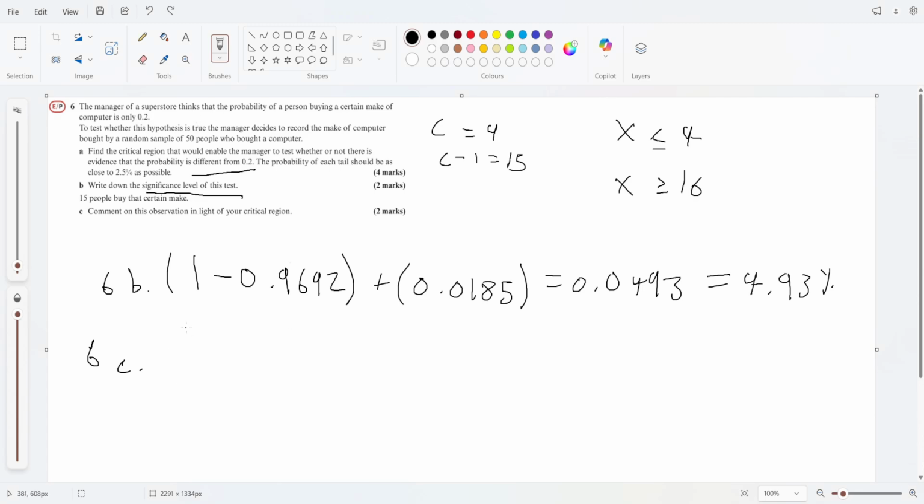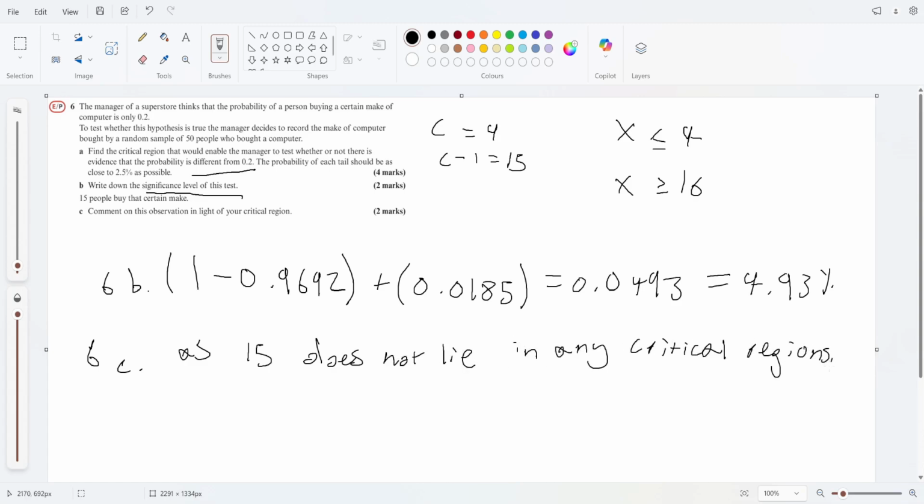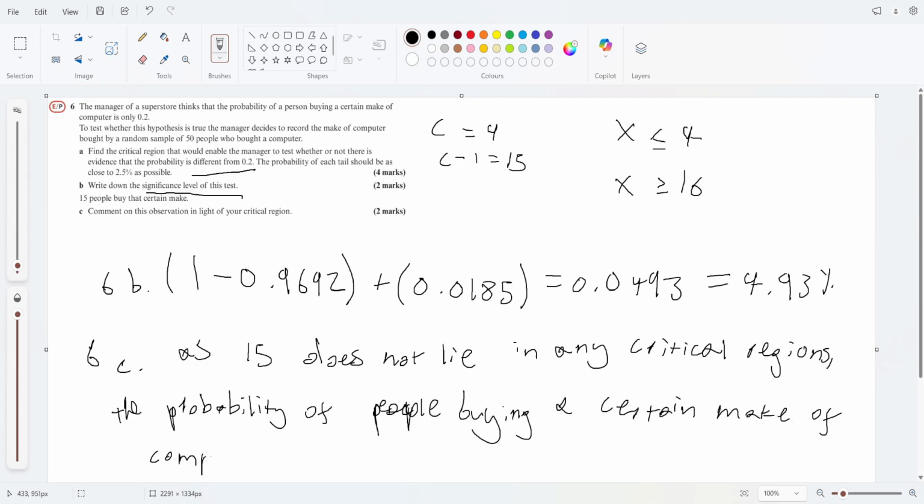So now moving on to part C, because our regions were these, and it says 15 people by that certain make. Because 15 does not lie in any of these critical regions, because 15 is not less than or equal to 4 or greater than or equal to 16, it means that it's not in the critical region. So my conclusion would be, as 15 does not lie in any critical regions, the probability of people buying a certain make of computer is 0.2. If it did lie in the critical region, then we would say the probability of people buying a certain make of computer is not equal to 0.2.